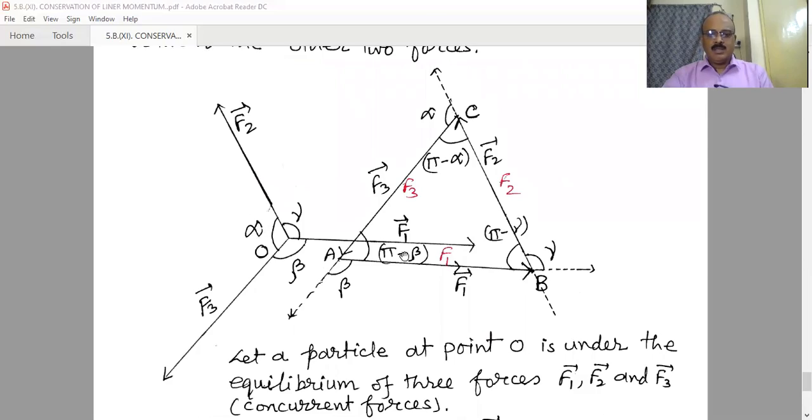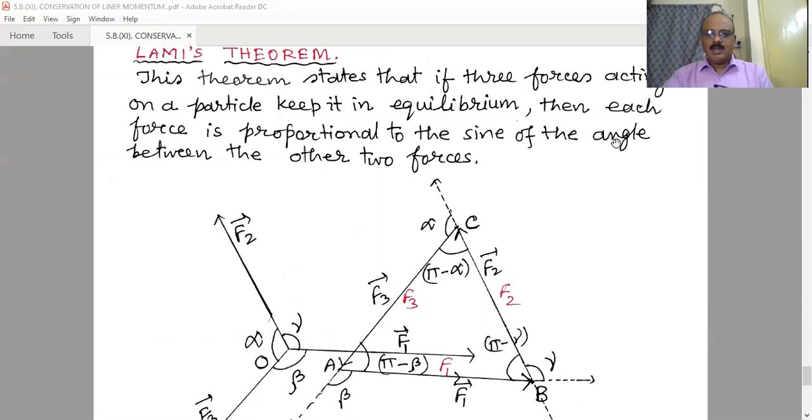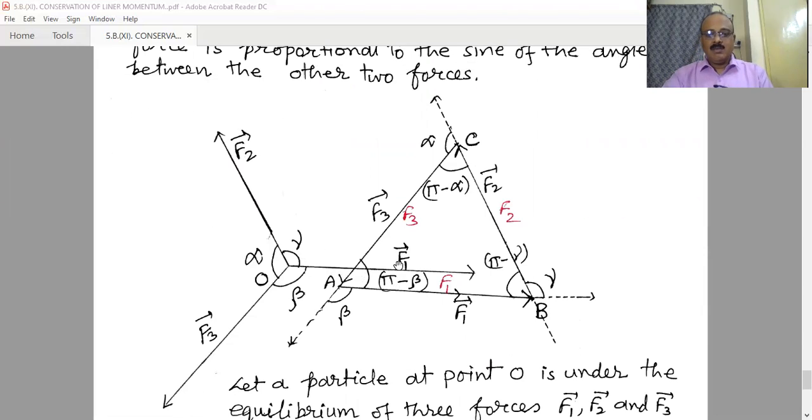Let us suppose in this figure, F1 vector, F2 vector and F3 vector are in equilibrium, and here alpha is the angle between F2 and F3, which is opposite to F1. Each force is proportional to the sine of the angle between the other two forces, that is, F1 is proportional to sine alpha, where alpha is the angle between the other two forces.